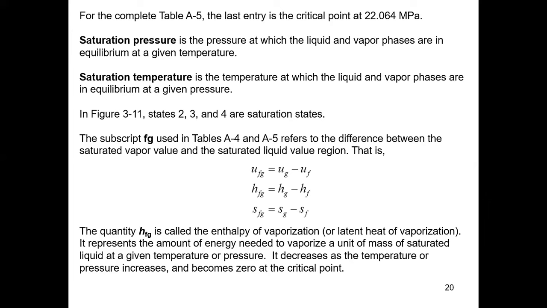The quantity hfg is called the enthalpy of vaporization or latent heat of vaporization. It represents the amount of energy needed to vaporize a unit mass of saturated liquid at a given temperature or pressure. It decreases as the temperature or pressure increases and becomes zero at the critical point.